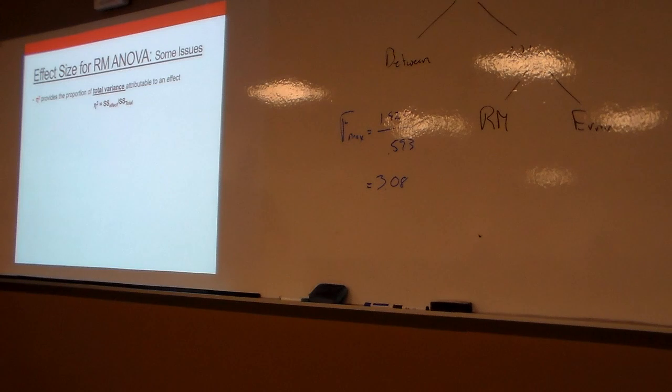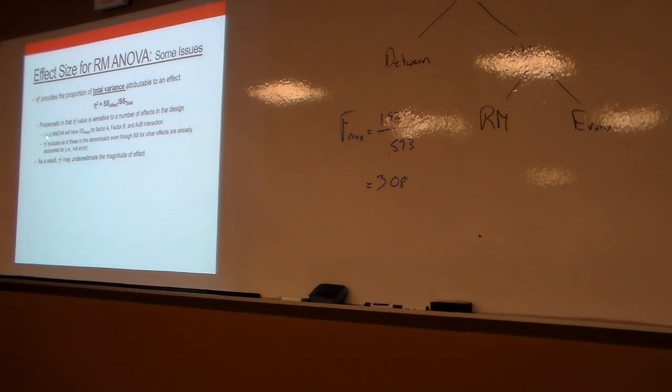But options are your eta squared, just like in your between-subjects ANOVAs. This is going to be a proportion of your total variance attributable to the effect. So we could say with our eta squared, X proportion of the variability in our outcome is attributable to our repeated measure. Problematic though, in that, as we talked about before, your eta squared is sensitive to the number of factors that you have in your design.